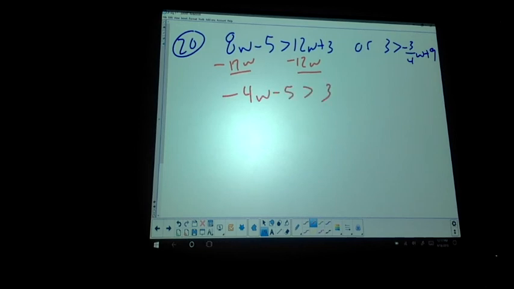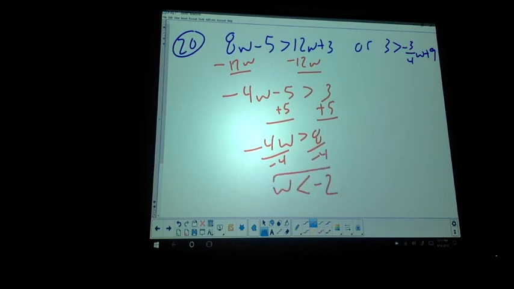I could have started in other places. I could have added 5 to both sides. I could have subtracted 8w. I just like to have the variable on the left side, so that's why I chose to make that move. Then I'm going to add 5. So I get -4w is greater than 8. Divide each side by -4. So this is going to flip over and give me -2. That's one of my solutions. Agree?